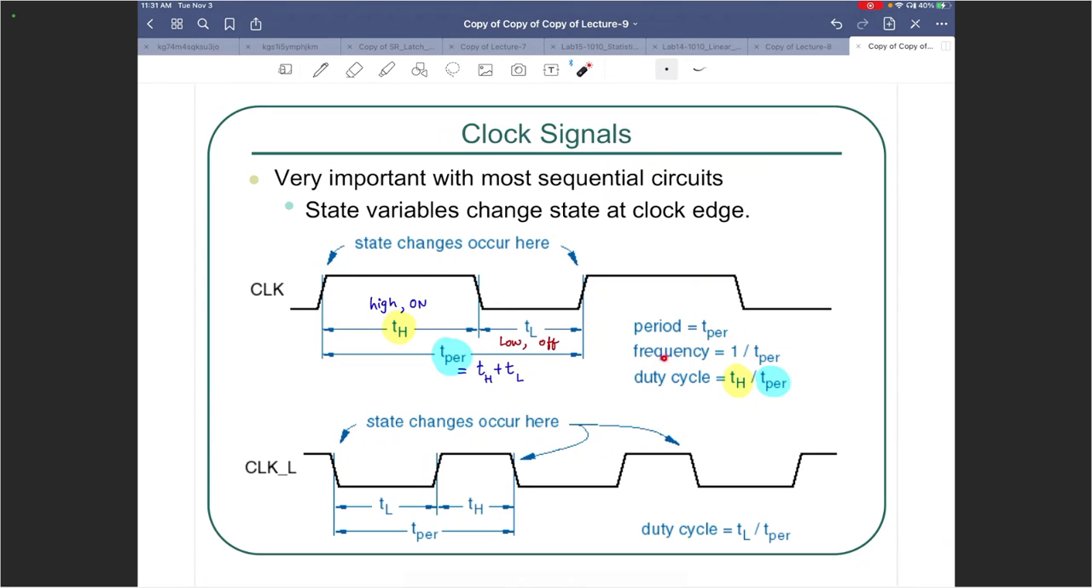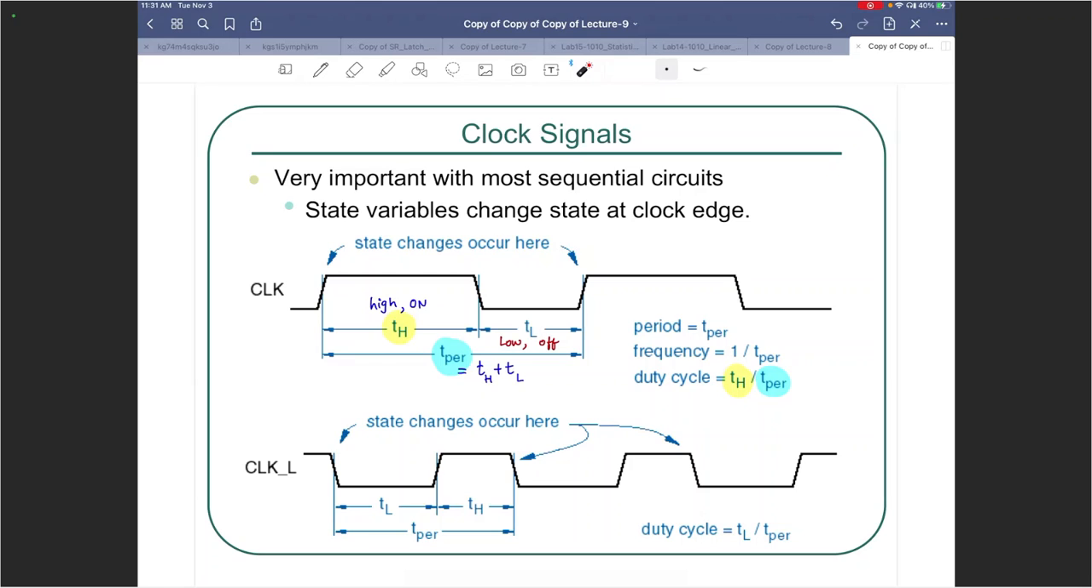How about the frequency? The frequency is going to be 1 over the time period. So in this case, it's going to be 1 over the time period, which is T high plus T low, where T high is the time for which it is on or high, and T low is the time for which it is low or off. So frequency is going to be 1 over the sum of those two times.